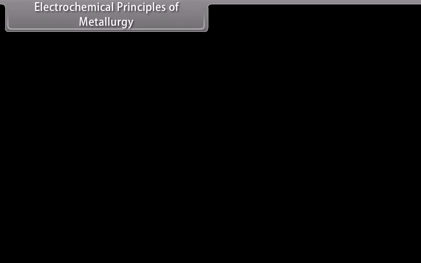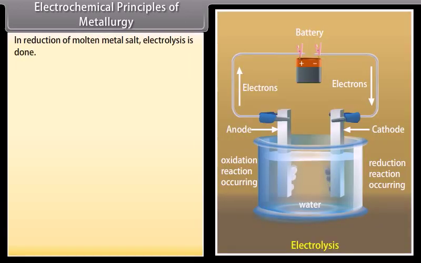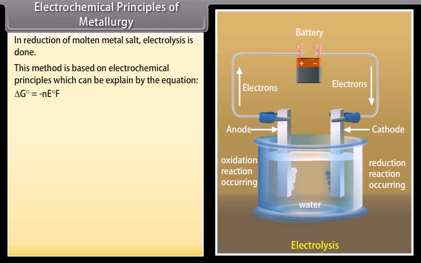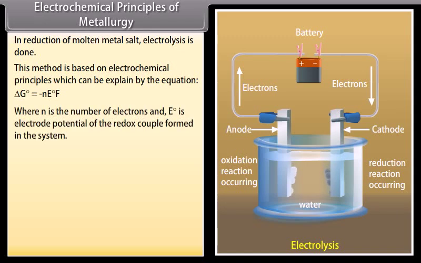Electrochemical principles of metallurgy. In reduction of molten metal salt, electrolysis is done. This method is based on electrochemical principles which can be explained by the equation ΔG° = −nE°F, where n is the number of electrons and E° is electrode potential of the redox couple formed in the system.